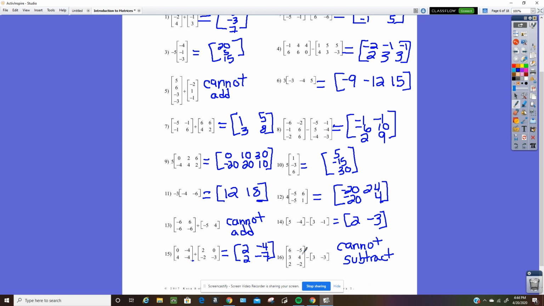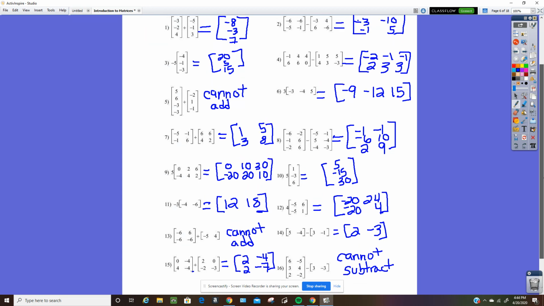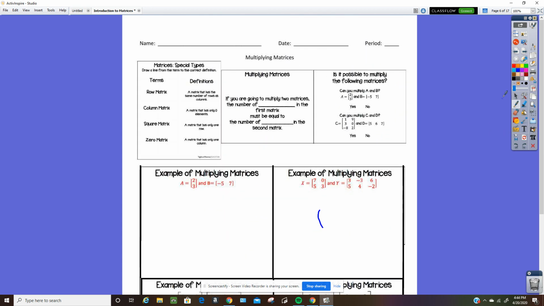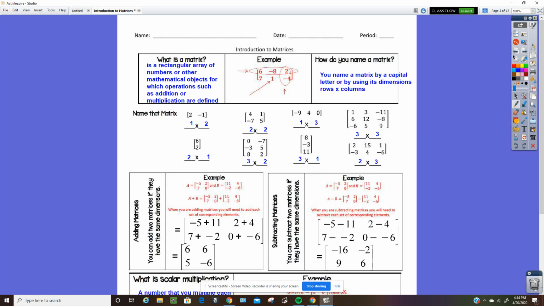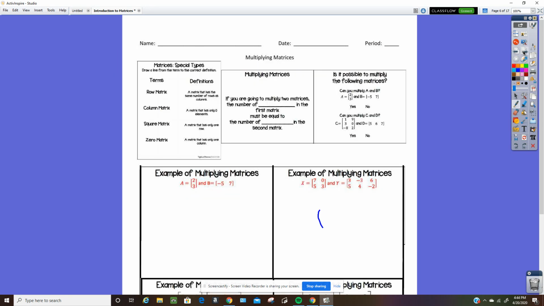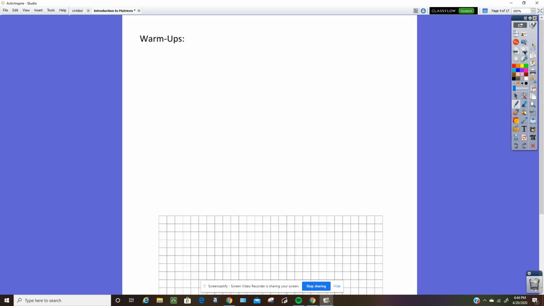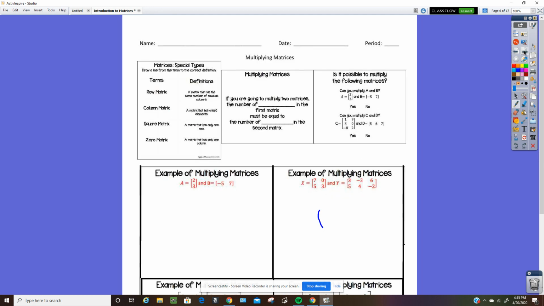In number 16, you have a 3 by 2, and you're trying to subtract a 1 by 2. Those dimensions don't match, so you cannot subtract. So you'll notice on this page here, I can only add and subtract matrices that have the same dimensions.